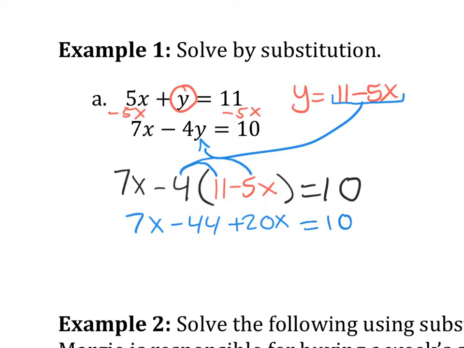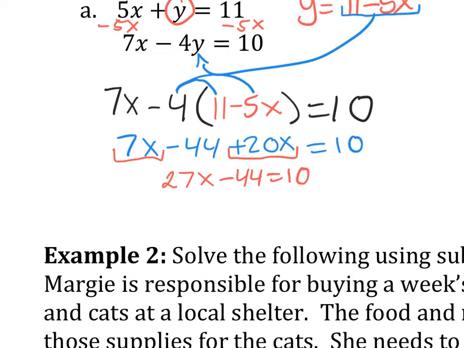Then equals 10. We can combine like terms. We have 7x plus 20x gives us 27x, and minus 44 equals 10. Then to solve for x, we would add 44 to both sides. 27x equals 54. Divide by 27. We get x equals 2.